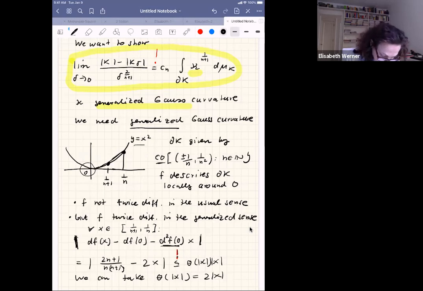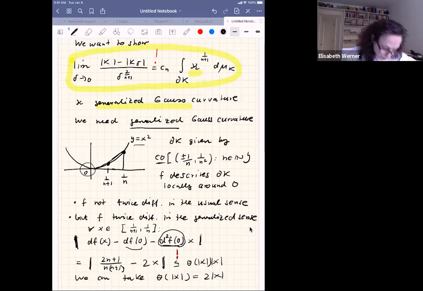Then I have computed the subdifferential at such an x in this interval. It is easy to compute: it is just 2n plus 1 over n(n plus 1). And the subdifferential of f at 0, because f is differentiable at 0, is 0. Now, I claim that the generalized second derivative at 0 is equal to 2. So what we have to show is that this expression is smaller or equal than some function theta of the absolute value of x times the absolute value of x. That is easy, and one can take theta of the absolute value of x, for instance, equal to the absolute value of x, and that will work. So it is twice differentiable in the generalized sense that I gave yesterday. This example shows that even if the usual second derivative does not exist, the generalized second derivative exists.